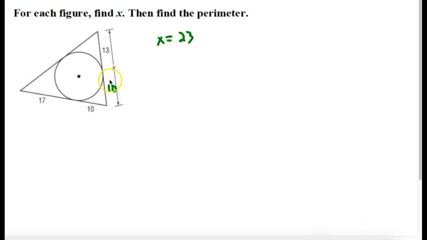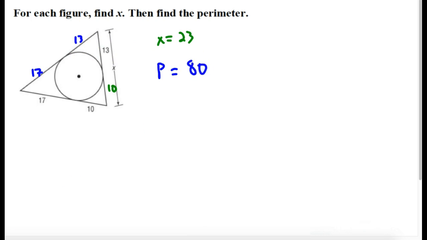And then we can use our property to find the perimeter. So if this side's 13, that side's 13. If this piece is 17, this piece is 17. And then we can just add all of those together. So 10 and 10 is 20, plus 17 would be 37, plus 17 would be 54, plus 13 would be 67, plus 13 would be 80.